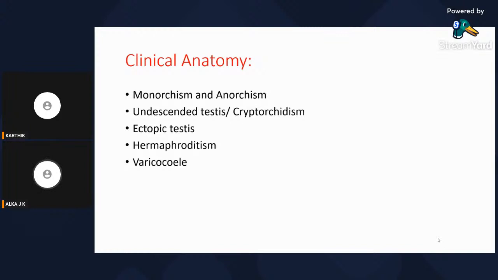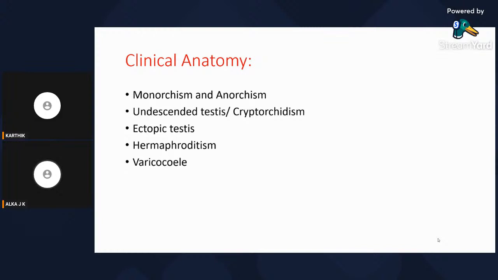Interstitial cells of Leydig are found as small clusters in between the seminiferous tubules. They secrete testosterone or androgen, and the activity of Leydig cells is controlled by interstitial cell stimulating hormone of the anterior pituitary gland. Next, in clinical anatomy, monorchism means that one side testis is present and one side testis is absent. So only one side is present.